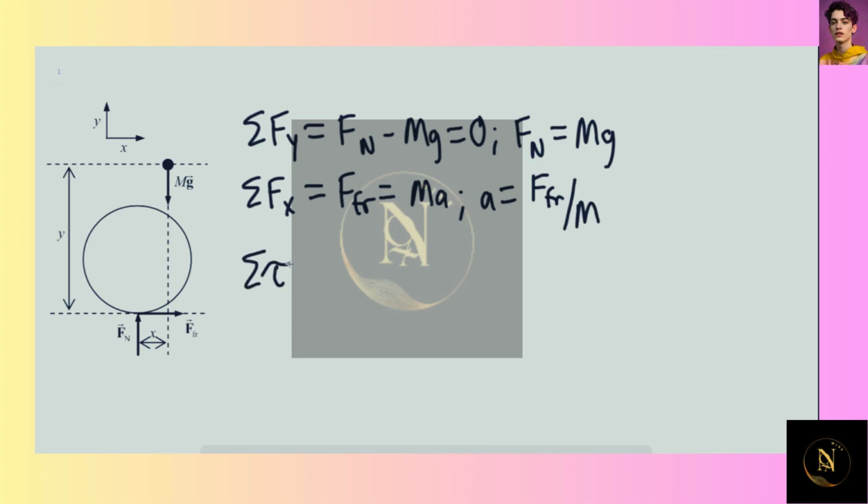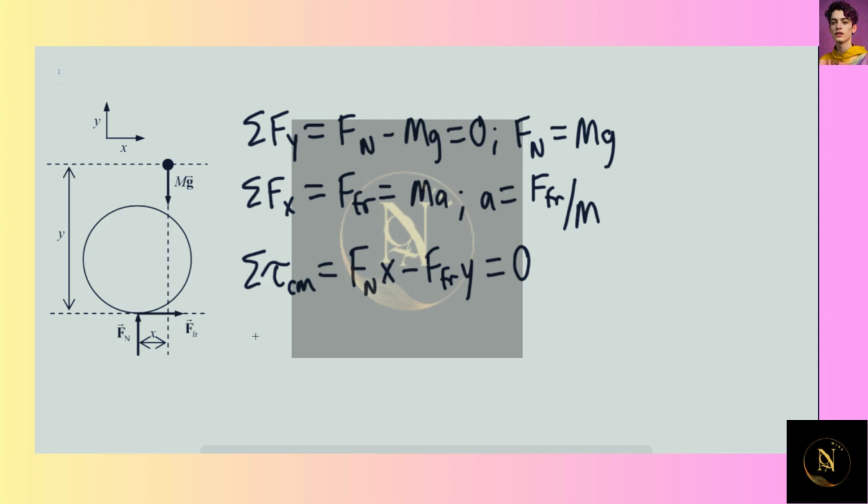The sum of torques about the center of mass would be equaling force normal times x minus the force of friction times y. This is equaling 0 because, again, the system is in static equilibrium. We're going to combine these equations to solve for the acceleration.